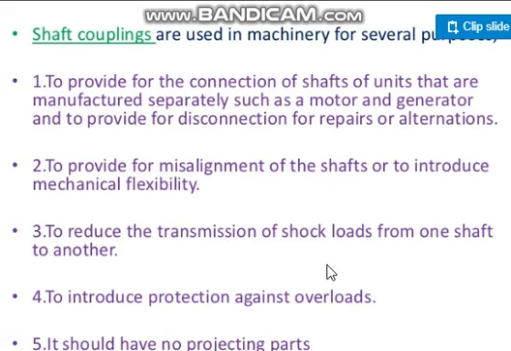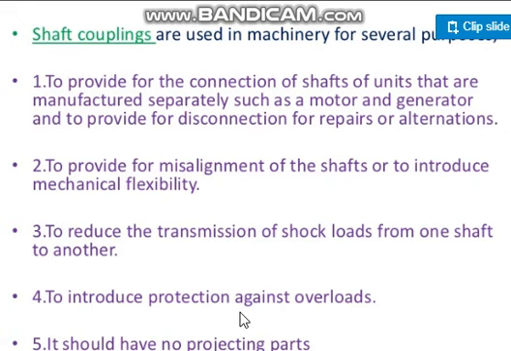To reduce transmission of shock loads from one shaft to another. If in one machine so many vibrations and shocks are coming when it is working, that shaft will also be vibrating. Those shocks and vibrations should be isolated from the other shaft. In that case, you can provide a coupling in the middle, which will isolate those shocks.